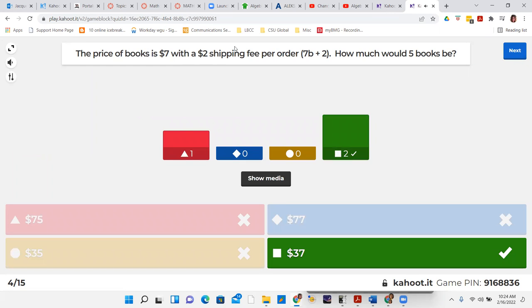All right, so this is another evaluate, right? 7 times the cost of a book plus $2 for shipping. So you put 5 in for B, multiply that by 7, do the multiplication first, and then 35 plus 2 gives you 37. And we're talking about dollars.